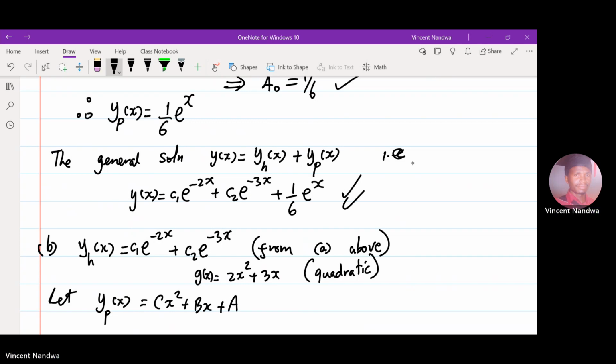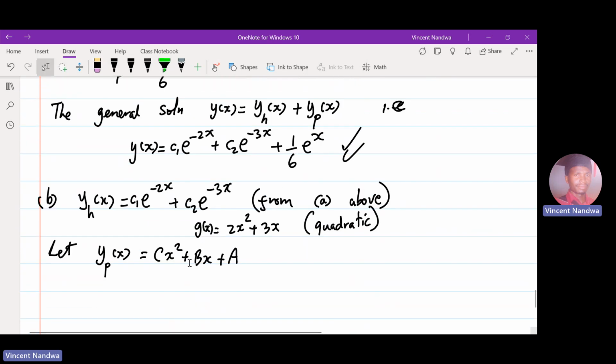Note that even though the g of x doesn't have a constant, when you want to write the form of yp, when you are writing the expression, it must take all the terms in the standard form. So you don't avoid this a by saying that there was no constant in the g. That would be wrong. What guides the structure of the yp is the general structure of the expression g. If it is quadratic, then you give the whole nature of the quadratic function.